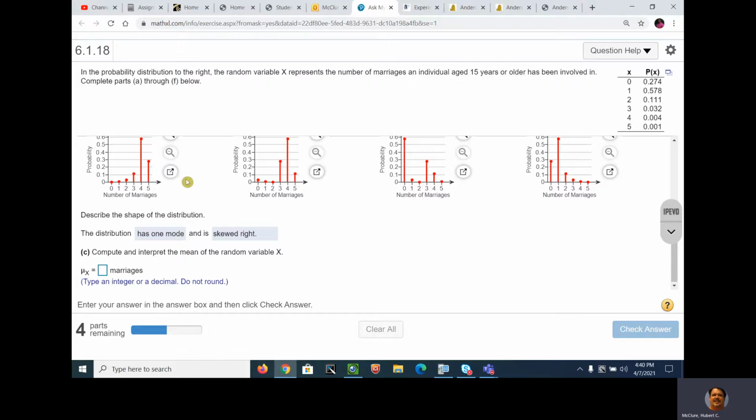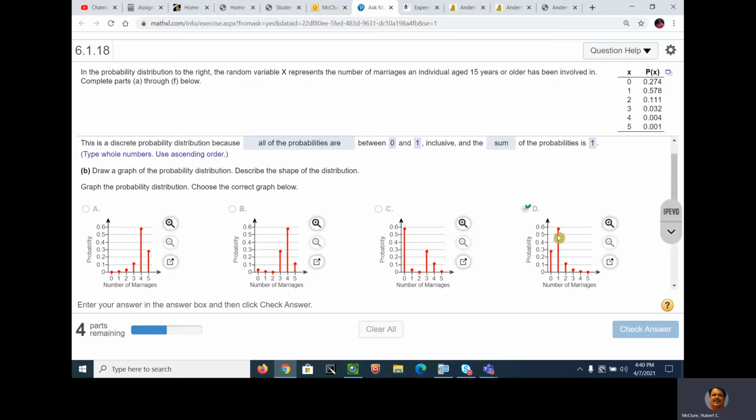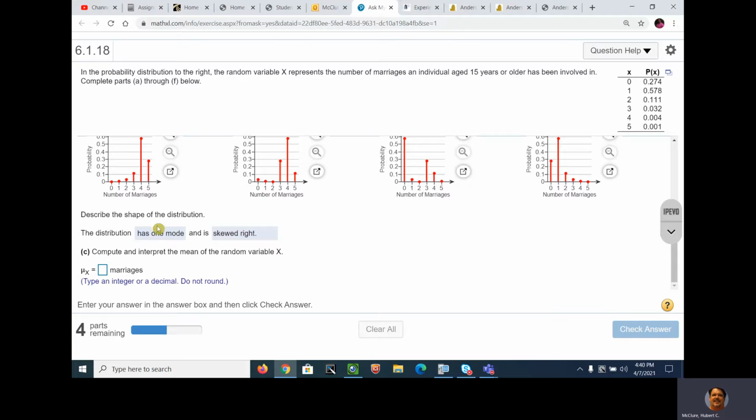And one mode meaning right here, see that one that has the most in it? There's only one line that's on top. I wasn't looking at the graph when I did it. Okay, there's only one line that's higher than the other ones. Mode means what shows up the most. One shows up the most, has the most probability.